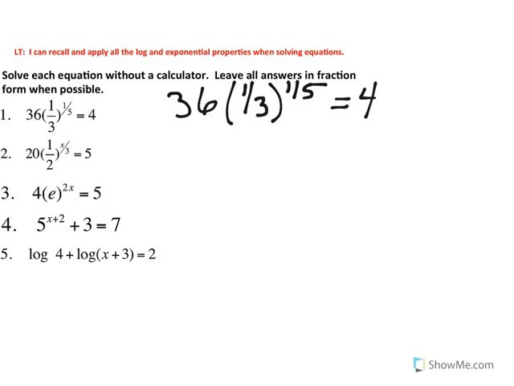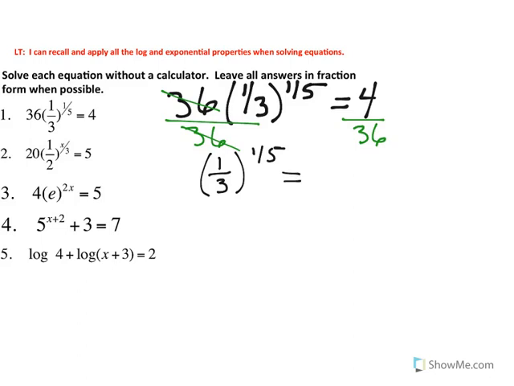I want to get rid of the coefficient of 36, and the way that I'm going to get rid of 36 times blah blah blah is by dividing 36 away on both sides. And again, no calculators. So I'm left with 1/3 raised to the 1/5 power, which equals 4/36, which is the same thing as 1/9.